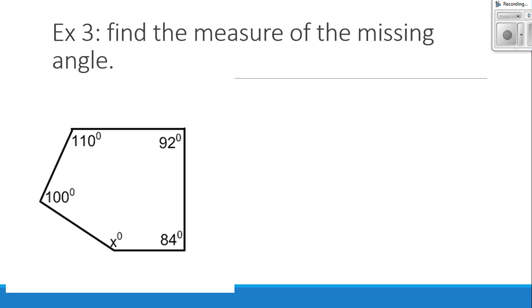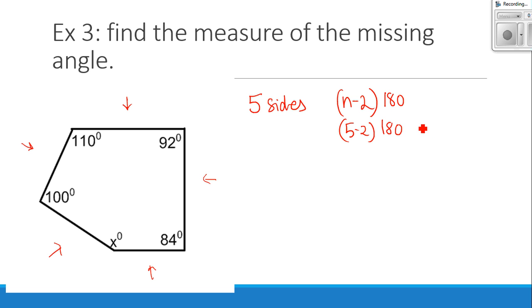Example number 3 says, find the measure of the missing angle. Okay? Well, first I need to know how many total sides I have and how much total angle or degrees I should have inside this polygon. So if I count the sides, I have 1, 2, 3, 4, 5 sides. And if you look at your little chart or the ones we just did, a 5-sided figure is n minus 2 times 180. 5 minus 2 times 180 is 540 degrees total.